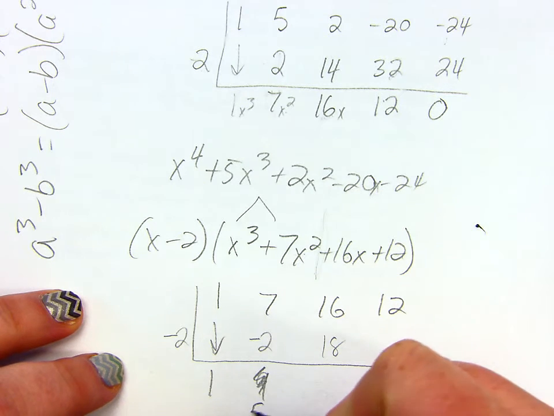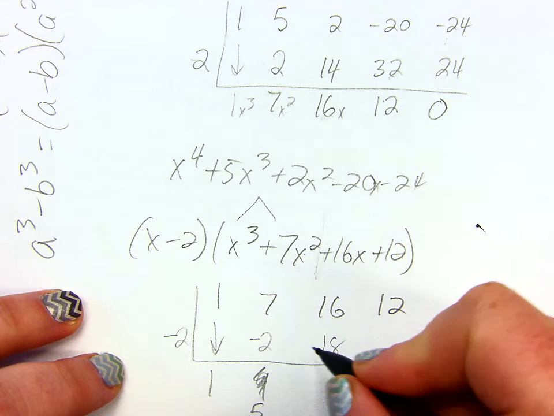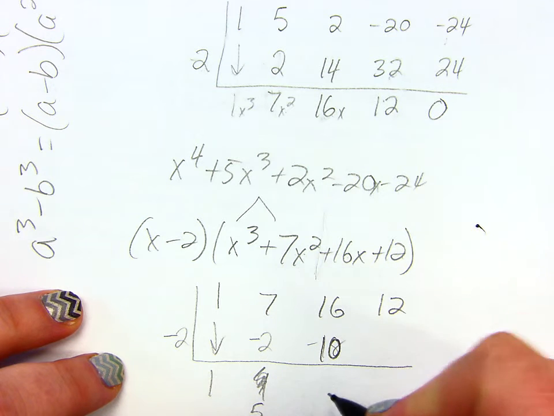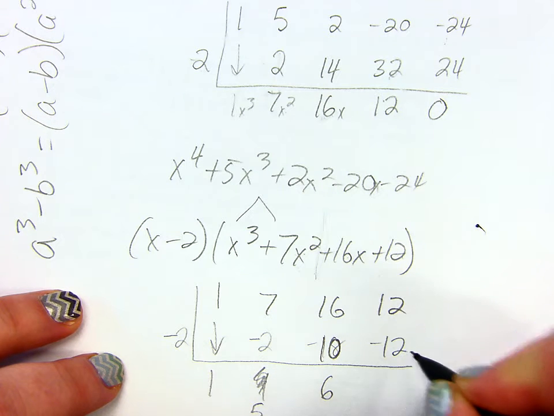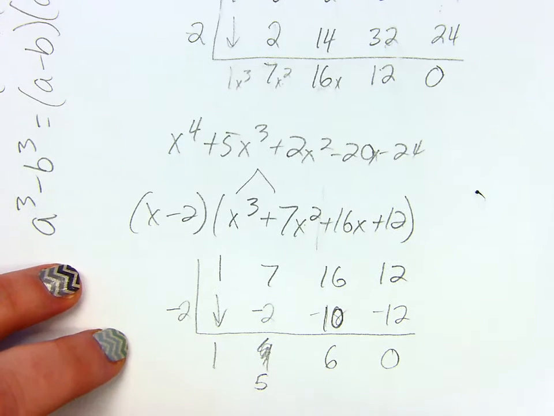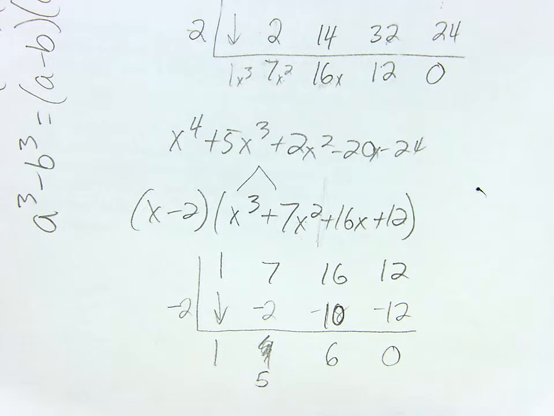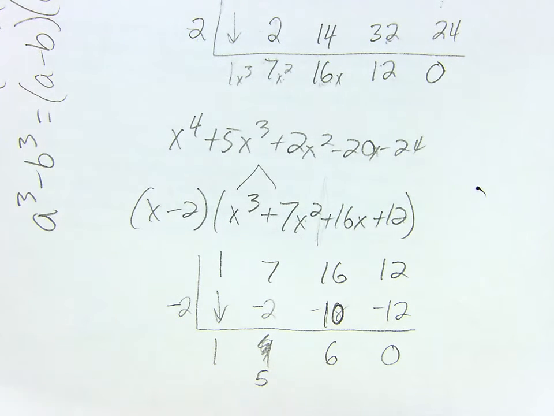-2, that would be a 5. That would be a -10. That would be a 6. Hey, look at that. I just found my second 0. -2 is also a 0.